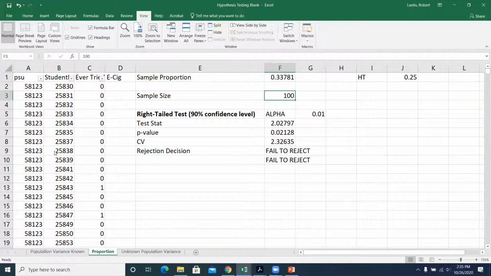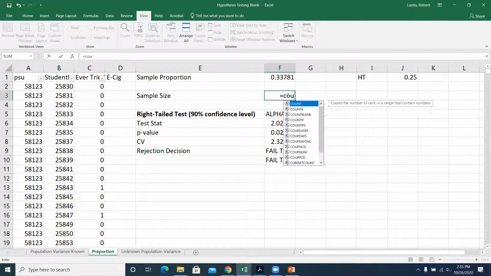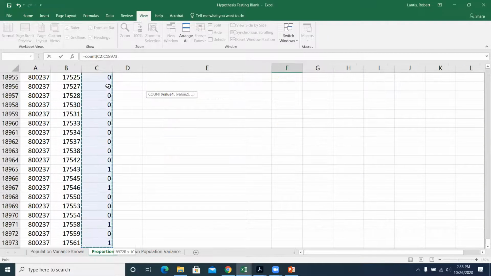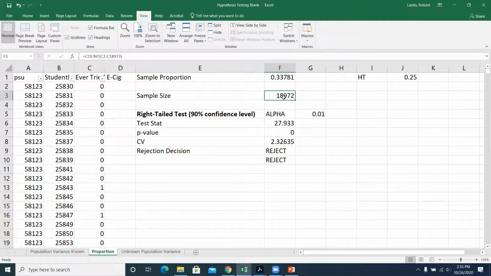If I take larger samples, what that's going to do is greatly reduce the variance I can see for my sample proportions. Right? So let's use the actual sample size of this data set. So instead of 100, let's use that count function and select the entire variable. So Control-Shift, or Command-Shift on a Mac, down arrow. If I do that, I see, okay, I have 18,000 people. Well, now notice that sample proportion is now 27 standard deviations away from the assumed true proportion, right? Or the test statistic is almost 28. So here we're getting p-values that look no different than 0.